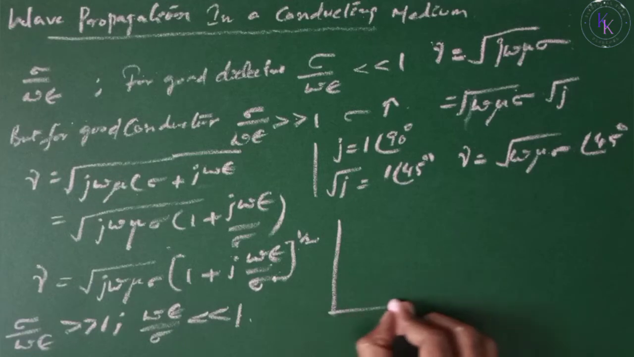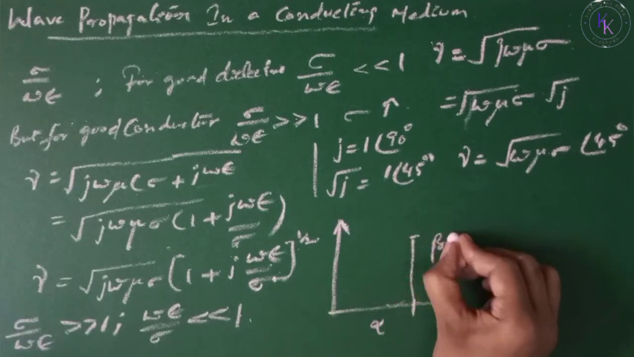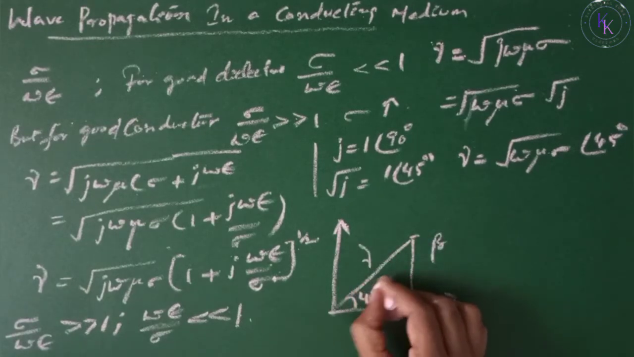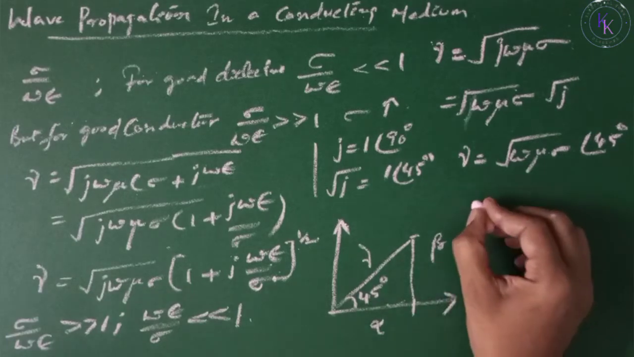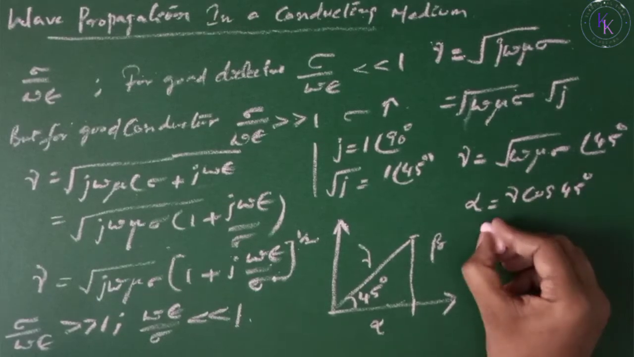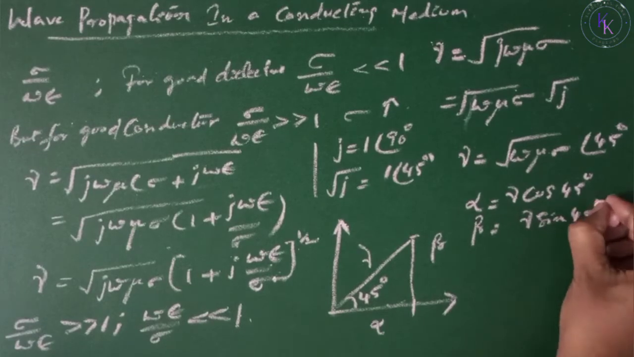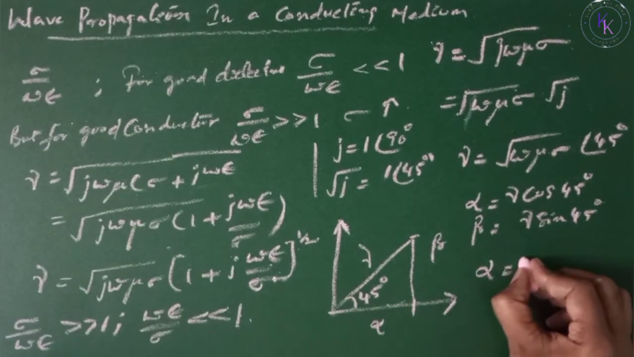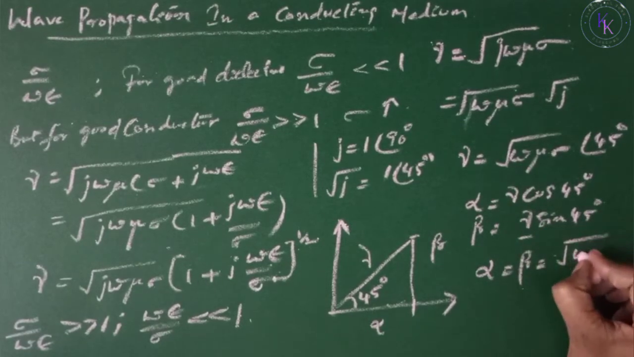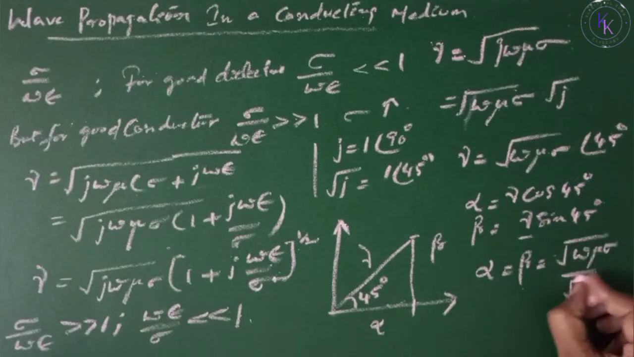Graphically we represent that. Let this be alpha, this is our beta, and this is our gamma. This is 45 degrees. Then from this figure we can say that alpha equals gamma cos 45 degrees and beta equals gamma sin 45 degrees. Then we can write alpha equals beta equals gamma divided by root 2, that is square root of omega mu sigma divided by 2.